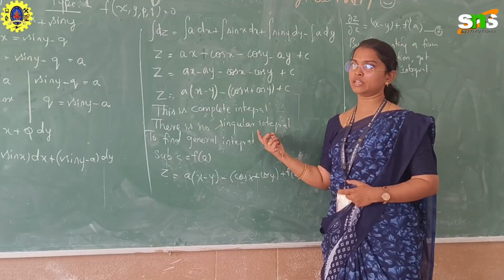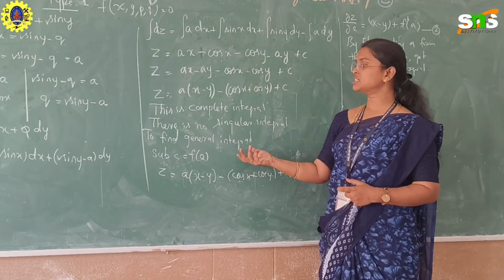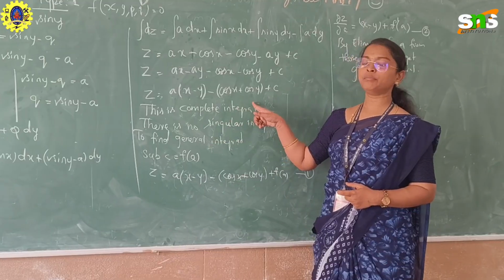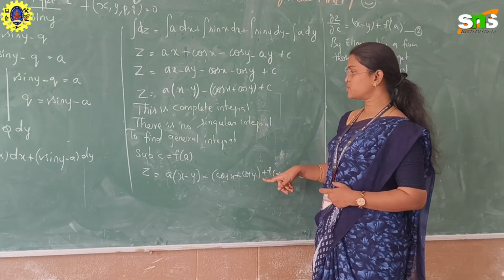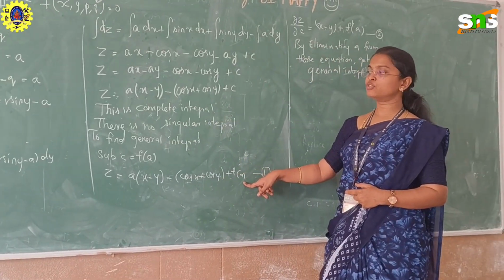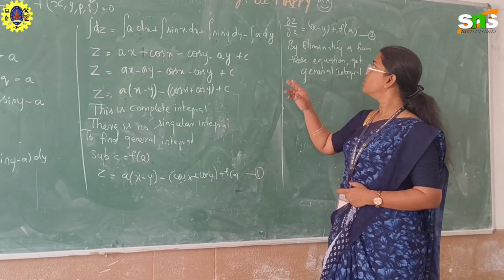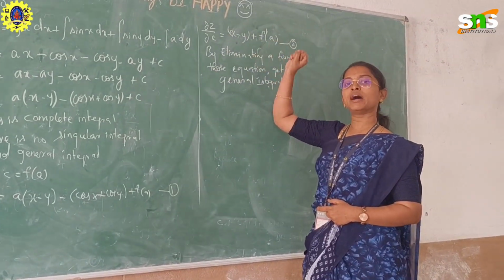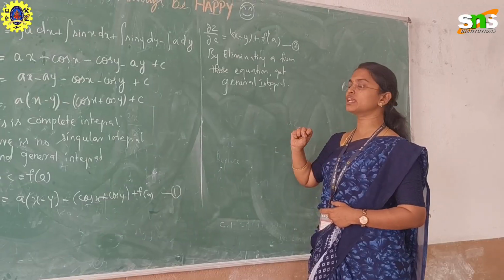There is no singular integral for this type. To find the general integral you have to substitute c is equal to f of a in the complete integral. After the substitution of c, you have to differentiate this z. What you get is dou z by dou a is equal to x minus y plus f dash of a. By eliminating a from those equations, we will get the general integral.